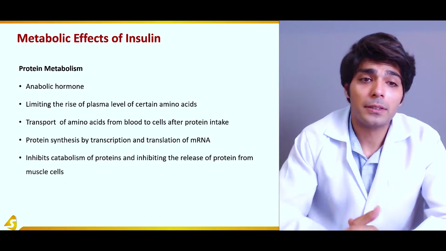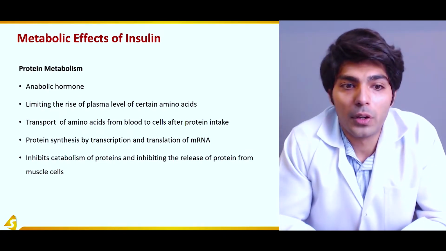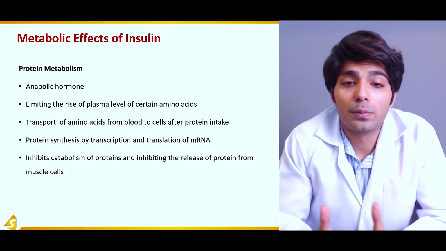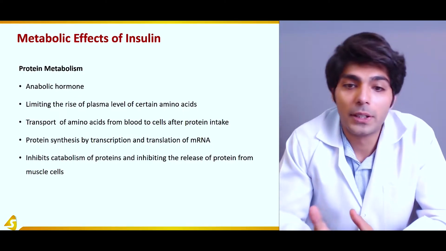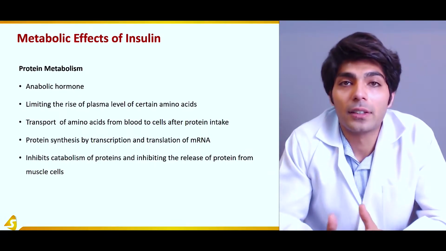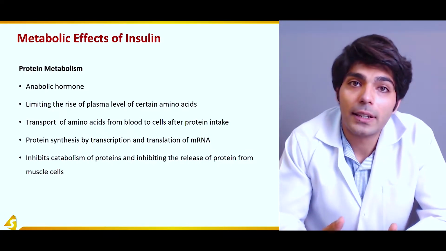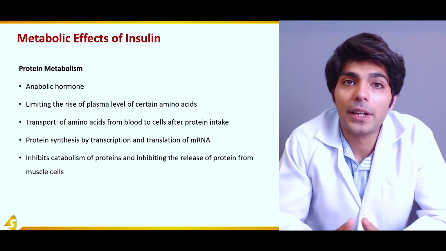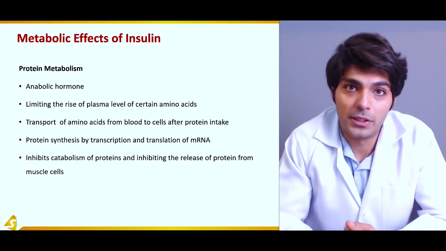So regarding protein metabolism, insulin is an anabolic hormone, limiting the rise of plasma levels of certain amino acids, transporting amino acids from blood into cells after protein intake, and promoting protein synthesis by transcription and translation of messenger RNA. It inhibits catabolism of proteins and inhibits the release of amino acids from the muscle cells.